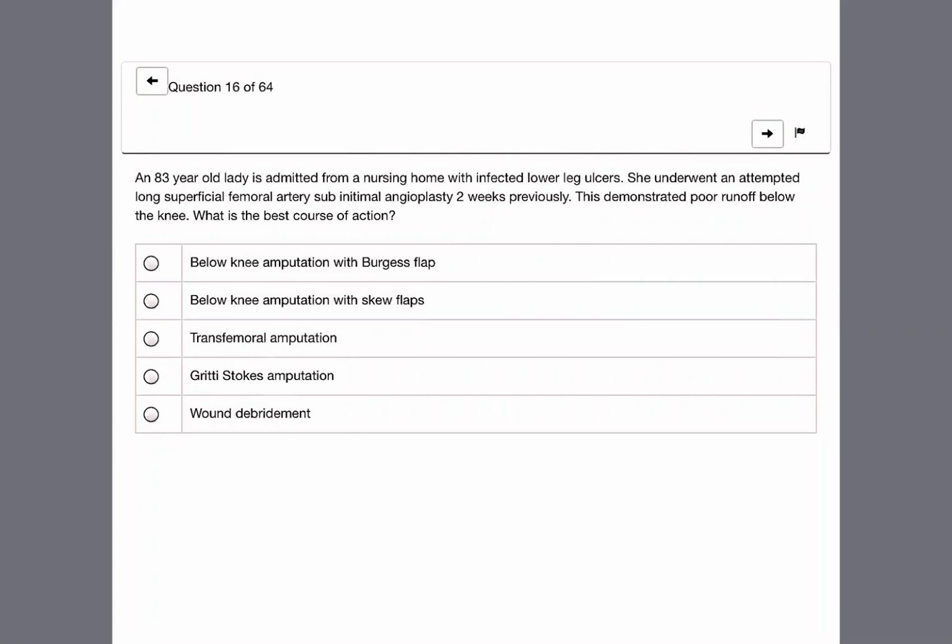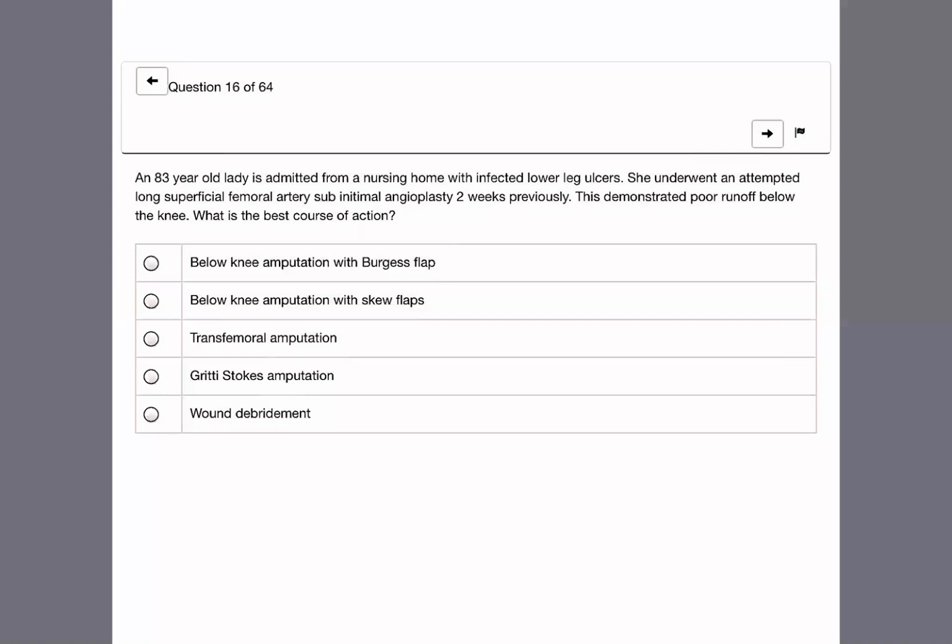I do below knee when the popliteal is intact. But here I want to do above knee amputation. We just wanted to confuse you with transfemoral amputation; Gritti-Stokes is the same. We don't do it in this patient, who is coming from a nursing home, so above knee amputation is the best solution. You get rid of the infected ulcers.